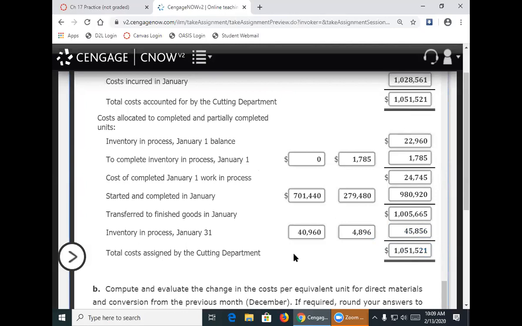So again, I had total costs in the period that I calculated as $1,051,521, and I just assigned costs to my three different important categories. So these two equal: total cost accounted for and total cost assigned. When those two equal, I know, hopefully, I've assigned all my costs correctly based on my equivalent units.